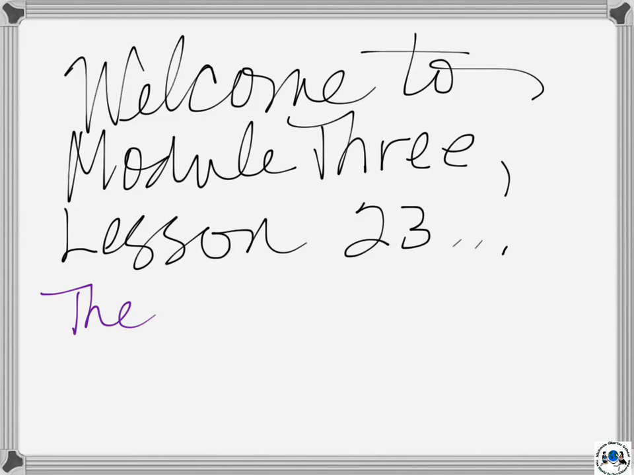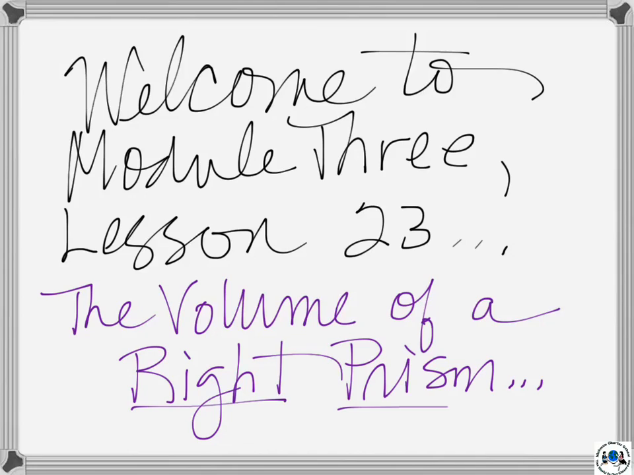Welcome to Module 3, Lesson 23, the volume of a right prism. Now, we've been talking about right prisms in preceding lessons, and we will get a little further into right prisms, because now we are talking about volume. What we've been concerned with beforehand was the surface area, which is of course the outside surface.